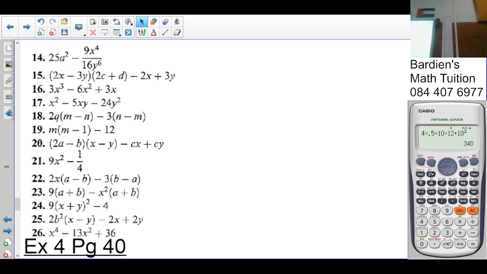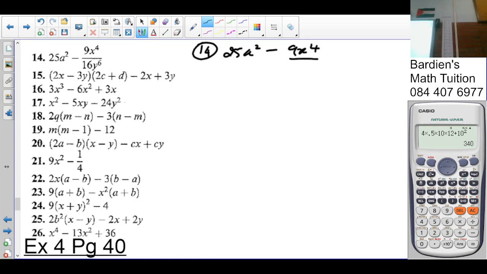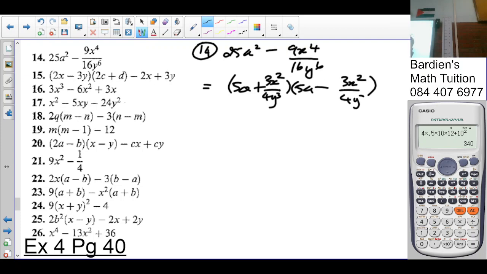Right, people, number 14. Look at number 14. You've got 25x squared minus 9x to the 4 over 16y to the 6. What type of factorization here? Difference between two squares. So what do we have? 5x plus and minus 3x squared over 4y cubed. Okay. Any confusion here?